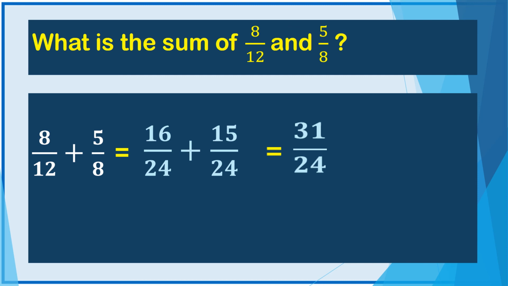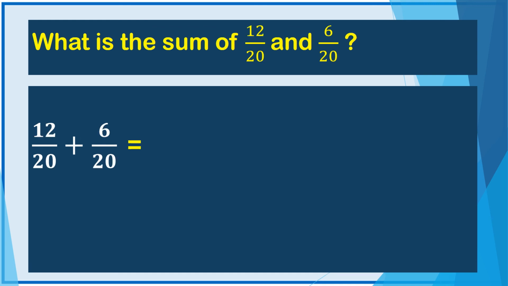Now, since this is an improper fraction, change it to a mixed fraction or mixed number. So the final answer would be 1 and 7 over 24. Now another example. What is the sum of 12 over 20 and 6 over 20? Are the fractions similar? Yes.